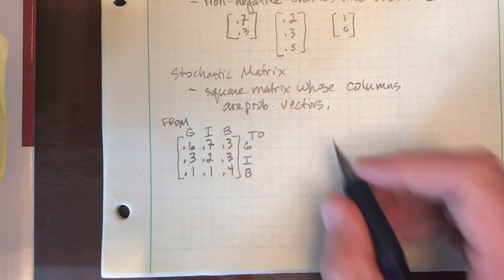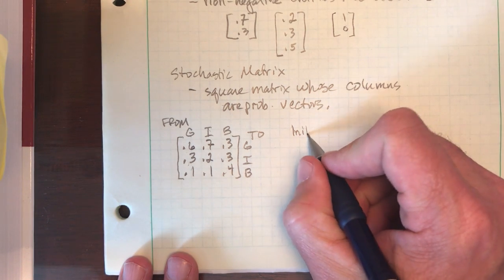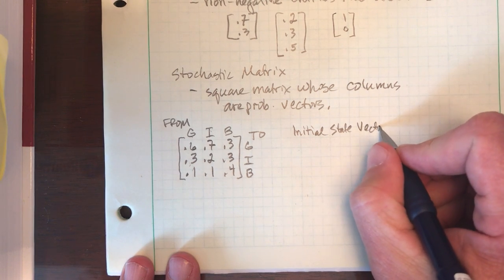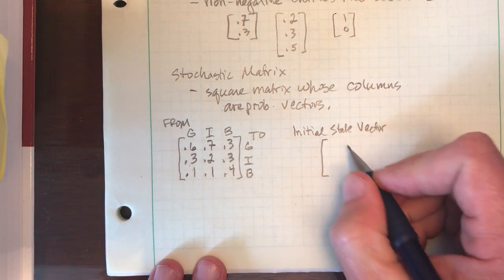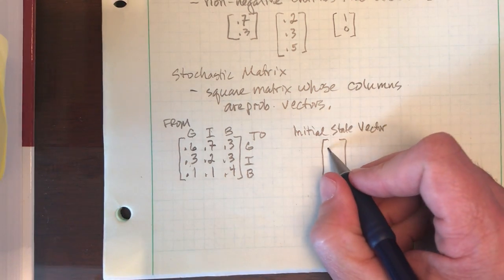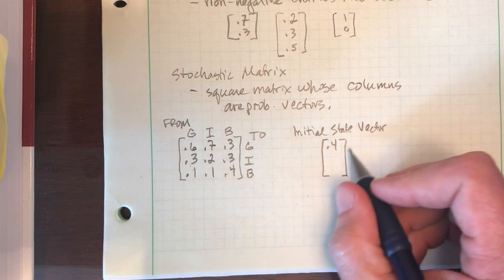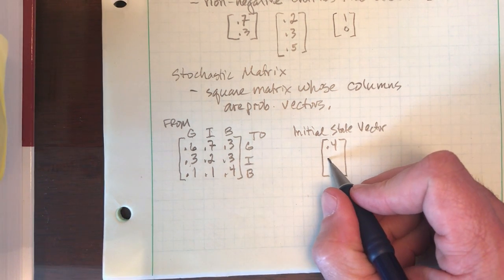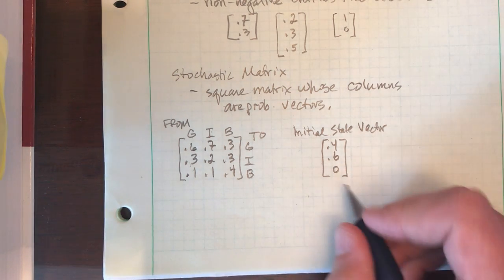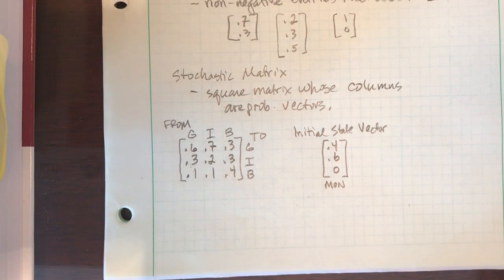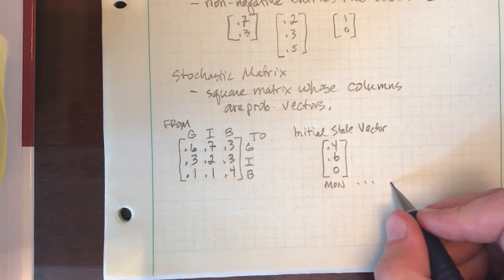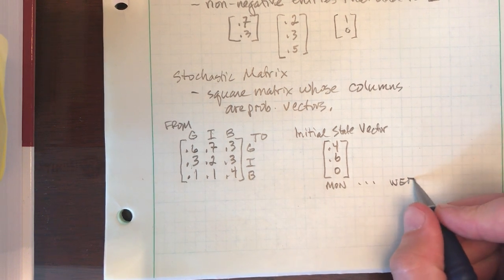All right, so I'm going to give you what we're going to call the initial state vector. It's saying, if you give me the probability that a day out in the future is good, there's a 40% chance of good weather, a 60% chance it's indifferent, and no chance it's bad. And let's say this is on a Monday. Can we predict, using our forecasting model, what the weather is going to be like 2 days later, let's say on a Wednesday?